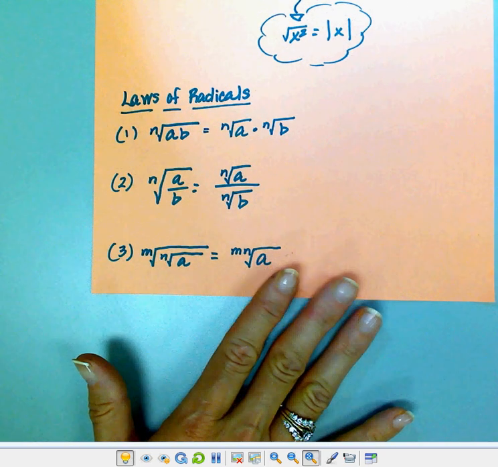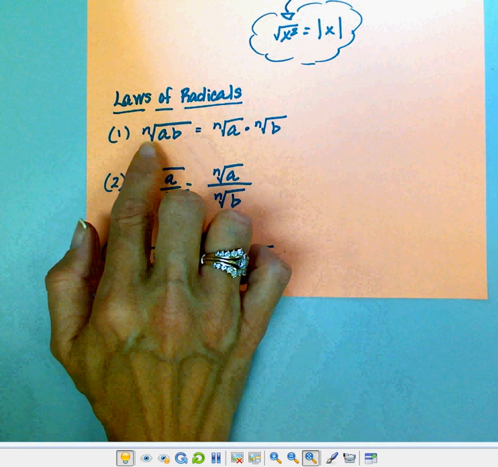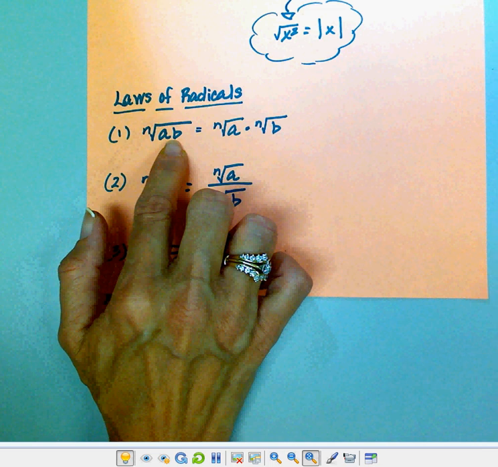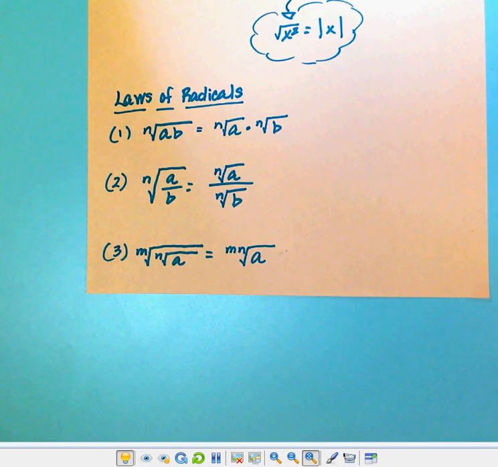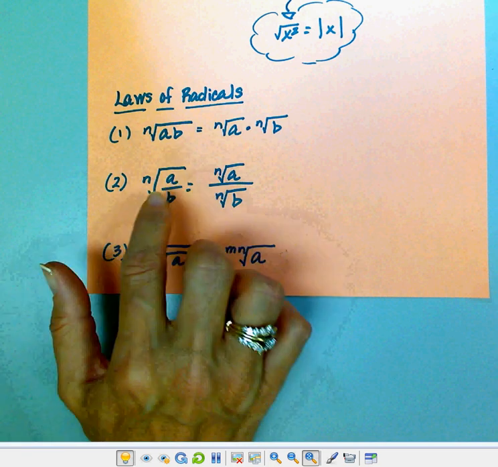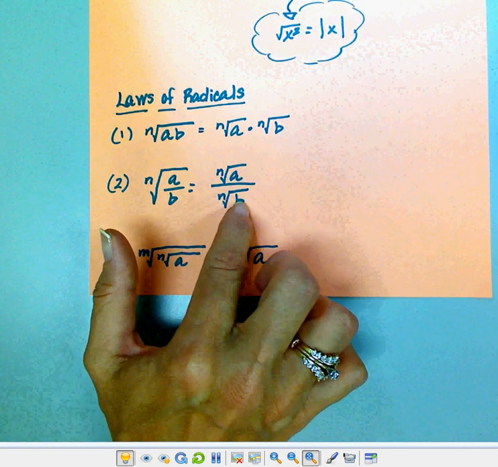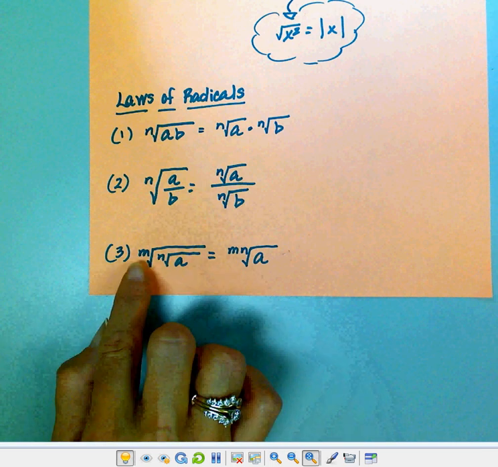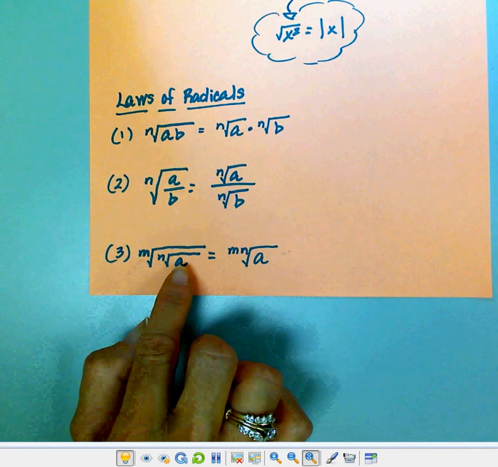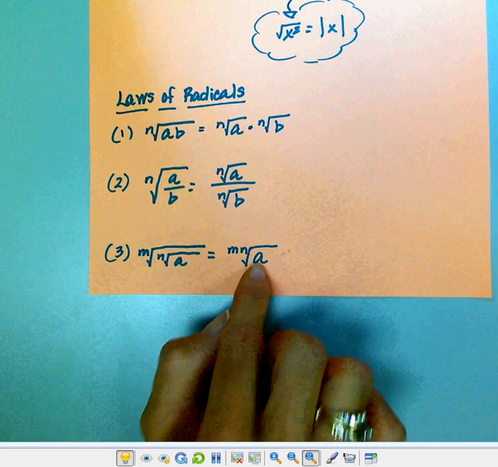And the laws of radicals, just like in the last video we had the laws of exponents. The first one says we can take the nth root of a times b, and we can break that apart as the nth root of a times the nth root of b. We have the nth root of a divided by b, which again is the same as the nth root of a divided by the nth root of b. And the last one is the mth root of the nth root of a can be rewritten as the m times nth root of a.